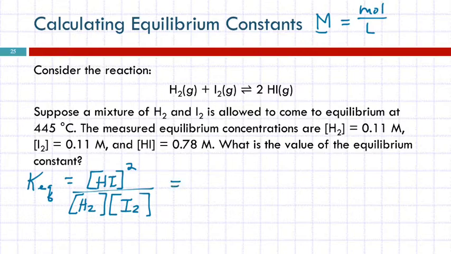Now we're going to take the numbers that were given. For HI, that's in the numerator and it's squared. HI is equal to 0.78, and we're going to leave the units off for a change. 0.78, and that's squared. Divided by the concentration of hydrogen, which is 0.11, and that's multiplied by the concentration of iodine, which also happens to be 0.11.